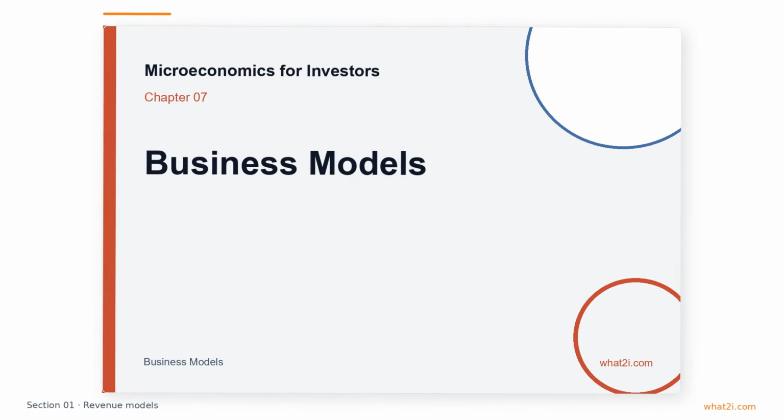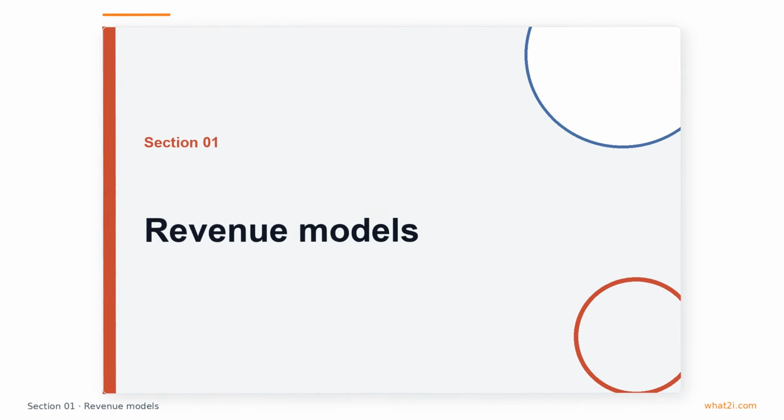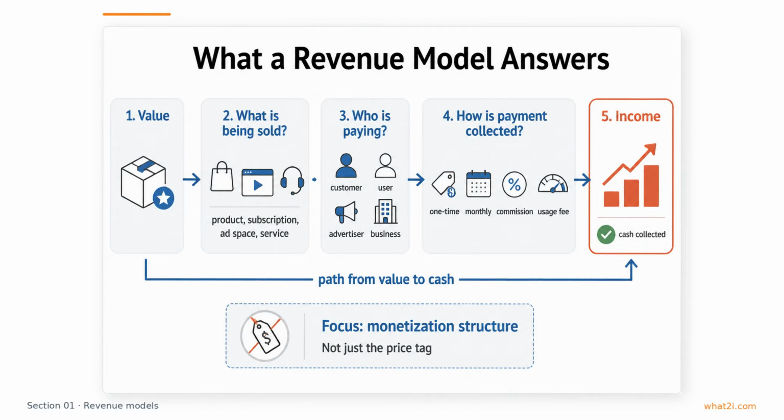Microeconomics for Investors. Chapter 7, Business Models. Section 1, Revenue Models. A revenue model answers a very basic business question. How does value turn into cash?